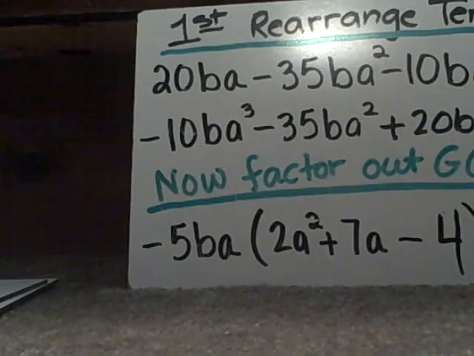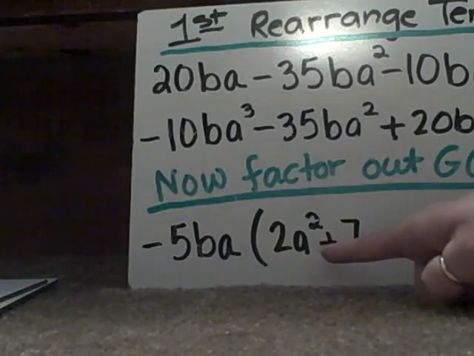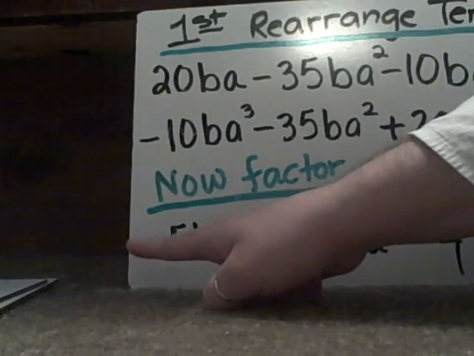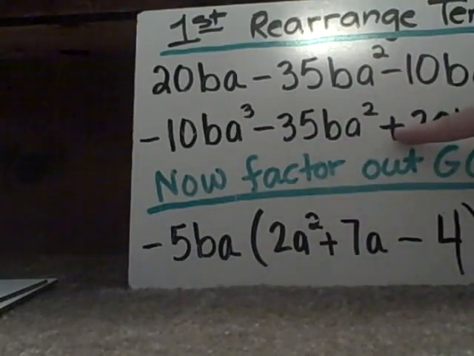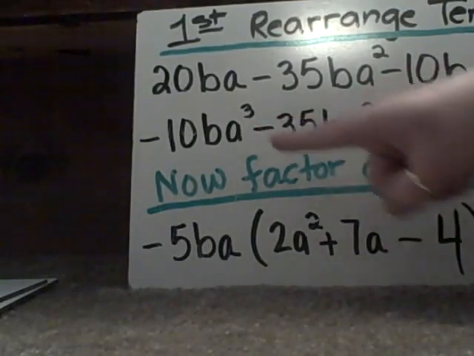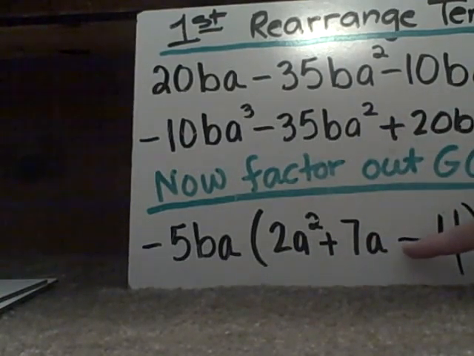The biggest mistake that people make is sign errors. You have to make sure when you factor out a negative number that you flip the sign of the things that are left. So this negative is now written a positive, and this positive is now a negative. So please be careful of those things.